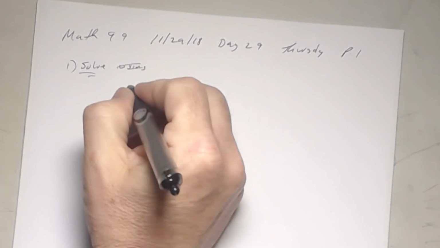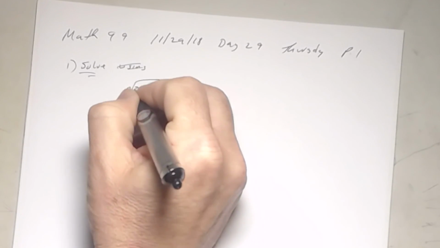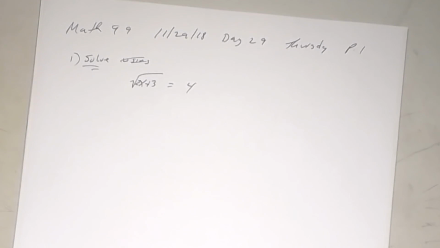Okay, so suppose we had the square root of 2x plus 3 equal to 4, and I'm going to solve for x. So the square root of 2x plus 3 equals 4.